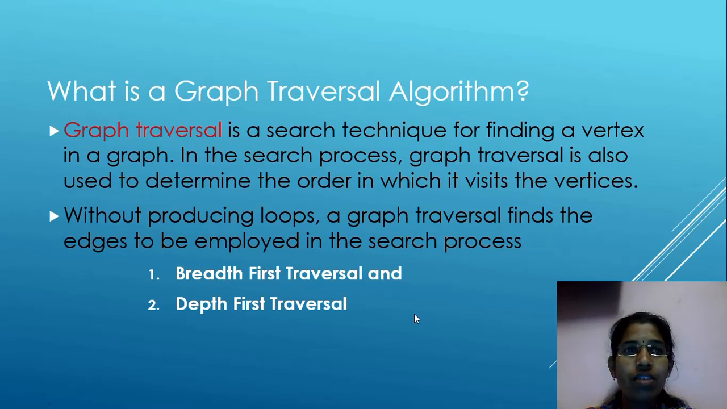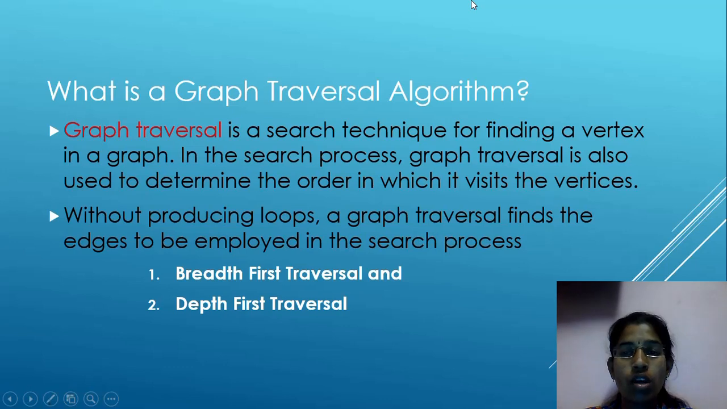Travel means visiting a particular place. The same concept is used here. Graph traversal is one of the searching techniques to visit or find the path of a node or vertex. Every graph vertex must be visited at least one time. Graph traversal is used to determine the order in which it visits the vertices. So graph traversal is used for the searching process.